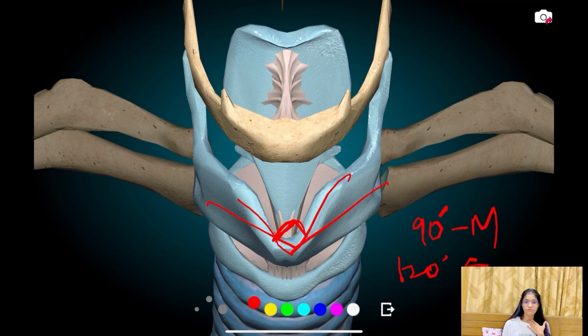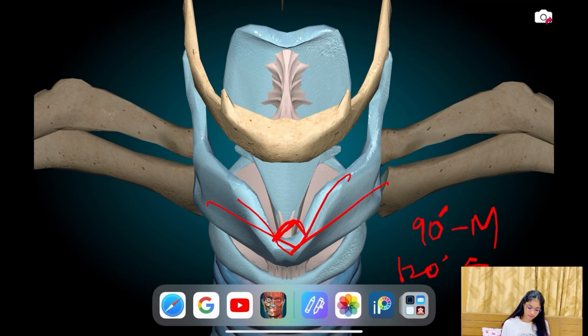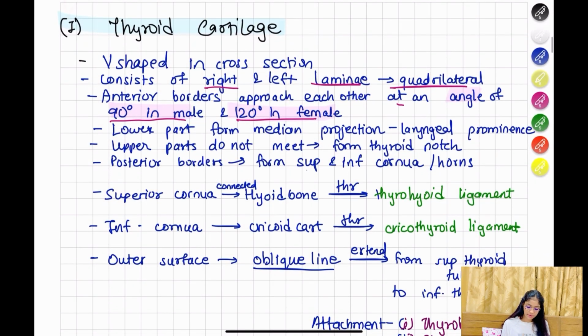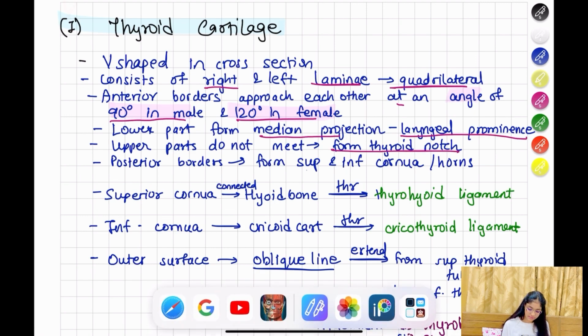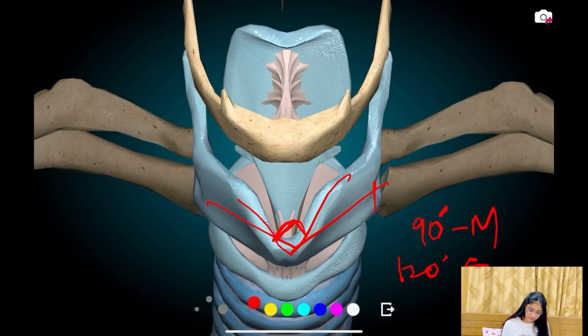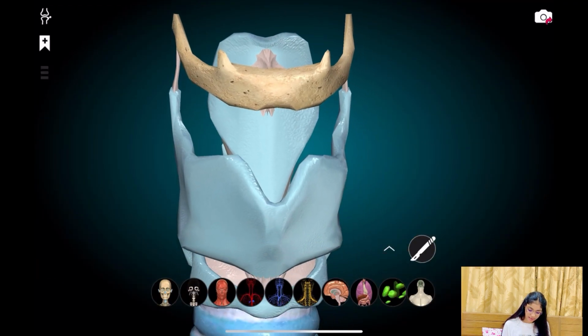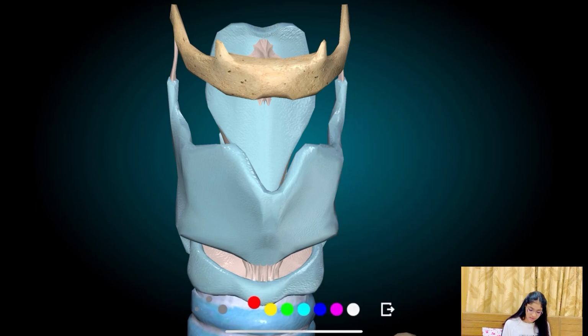So it is not very prominent in female, but in male it is prominent as Adam's apple. Then the lower part of the median projection forms the laryngeal prominence. That's what I said just now. And the upper part does not meet and forms the thyroid notch. See this, the upper part doesn't meet and they form this thyroid notch. This is the thyroid notch.